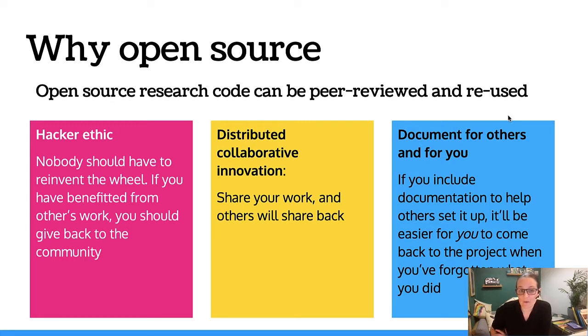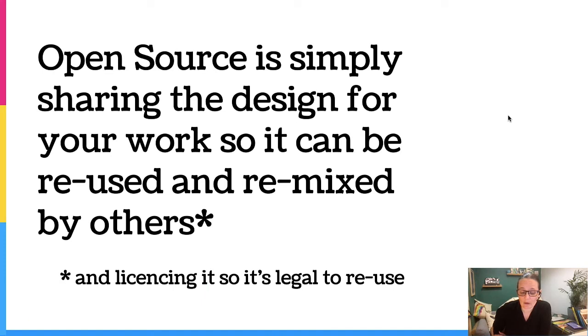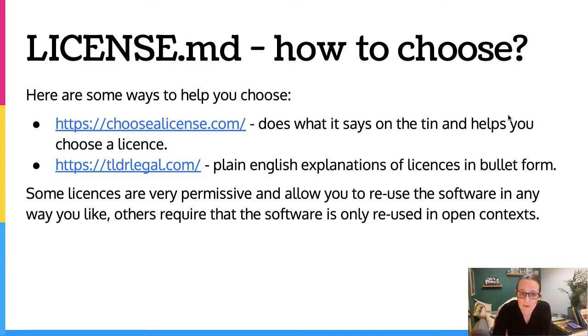So open source basically means putting your code online so that people can reuse and remix it, and licensing it using an OSI license so that people can reuse it, because unlicensed code, unfortunately, is not legal to reuse, even if it is online. So to do that, I would recommend going to choosealicense.com to walk through their guidance. You can also use tldrlegal.com to demystify some of the language around open source licensing and open source terms.